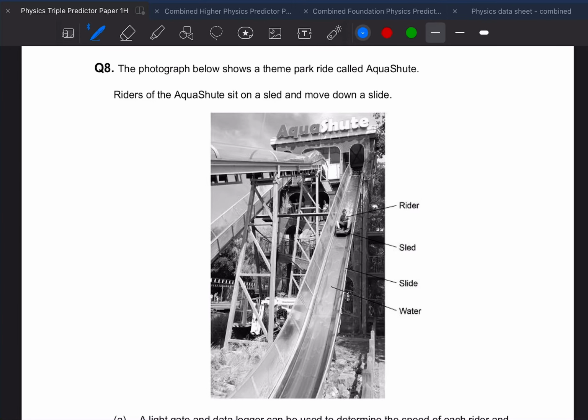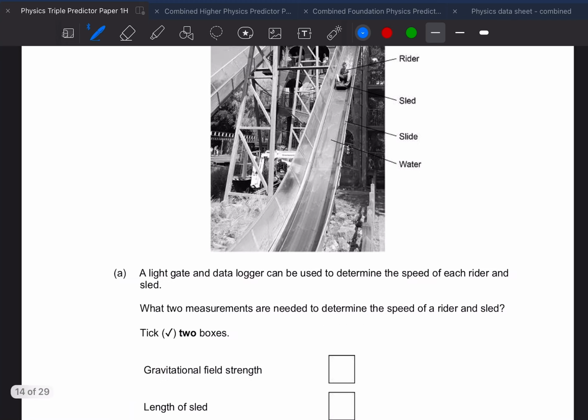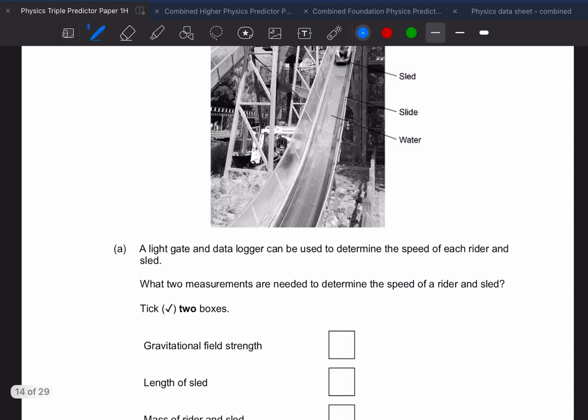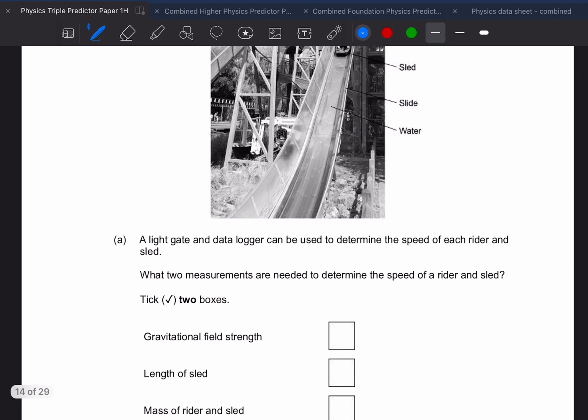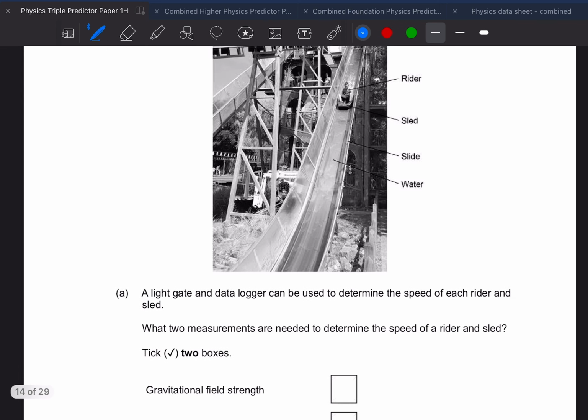Question 8. The photograph shows a theme park ride called the Aqua Shoot. Riders of the Aqua Shoot sit on a sled and move down a slide. A light gate and a data logger can be used to determine the speed of each rider and sled. What two measurements are needed to determine the speed of the rider and sled?